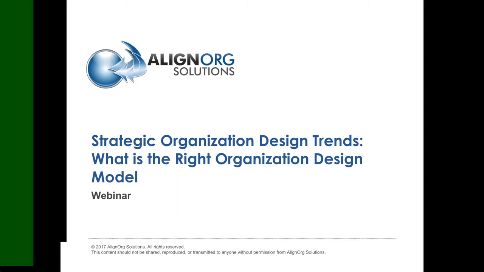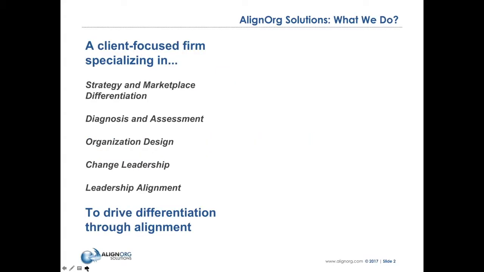For those that are not as familiar with AlignOrg Solutions and what we do, I'd like to introduce our work and our specialization. We do work in the area of organization design for sure. That's our bread and butter. And around that, we help organizations clarify their strategic positioning. We help them diagnose the capabilities in their organization and how effectively they're set up to compete. And then we help organizations as they try to implement change and affect the improvements that they're looking to make.